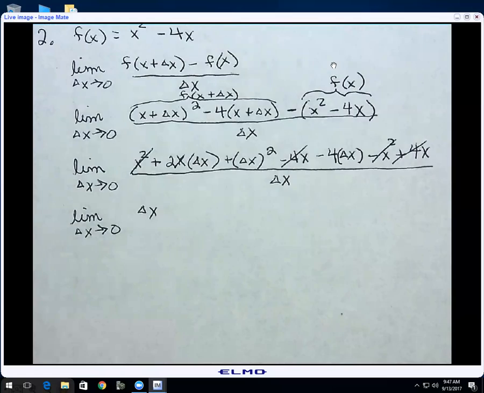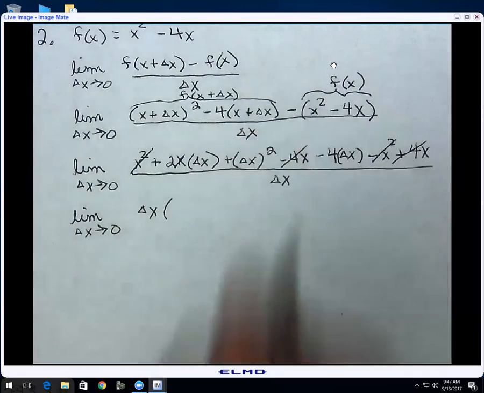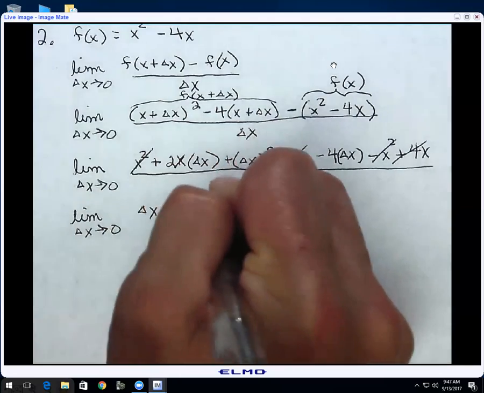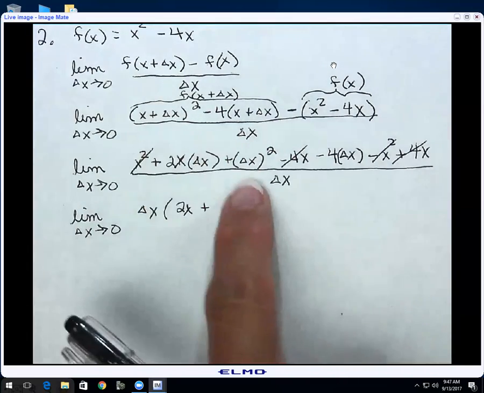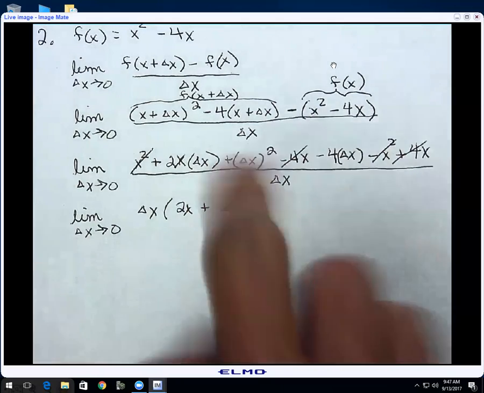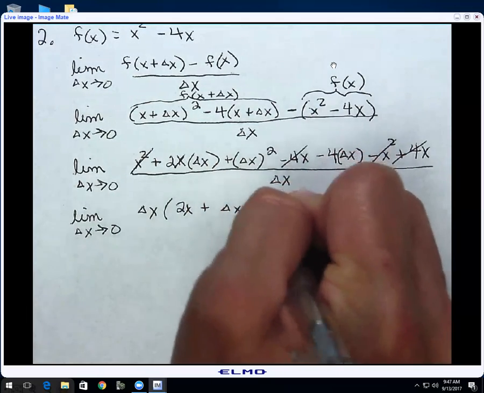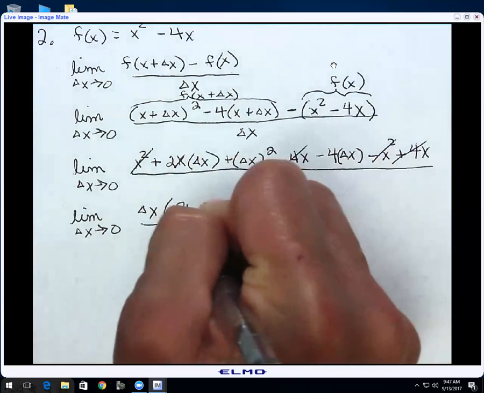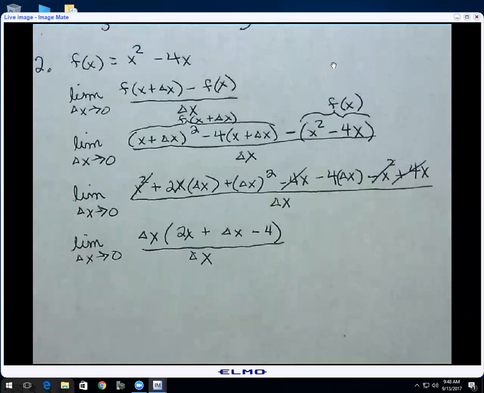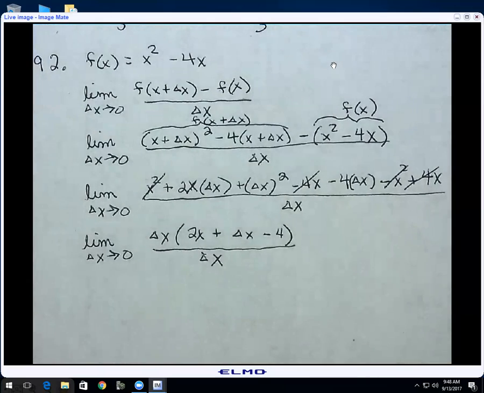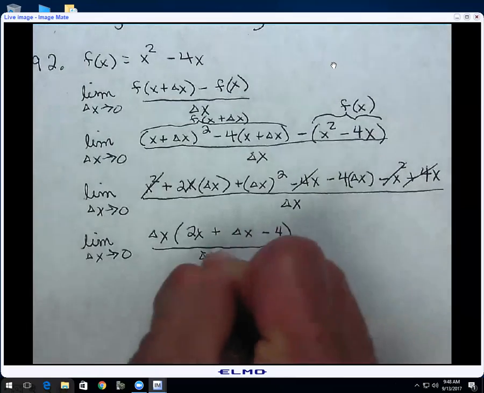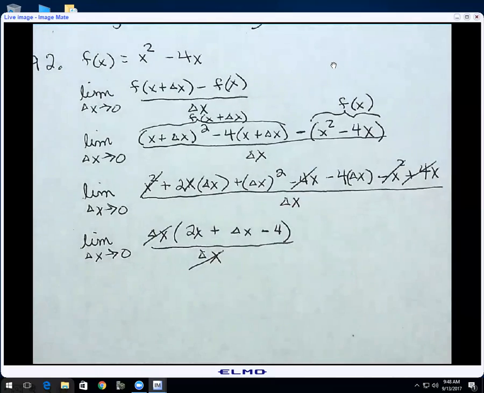Don't lose your limit notation. You factor out a delta x, what's left of this first term? 2x. What's left of the second term that's left? Delta x. What's left of the third term? Cancel that delta x that I factored out.